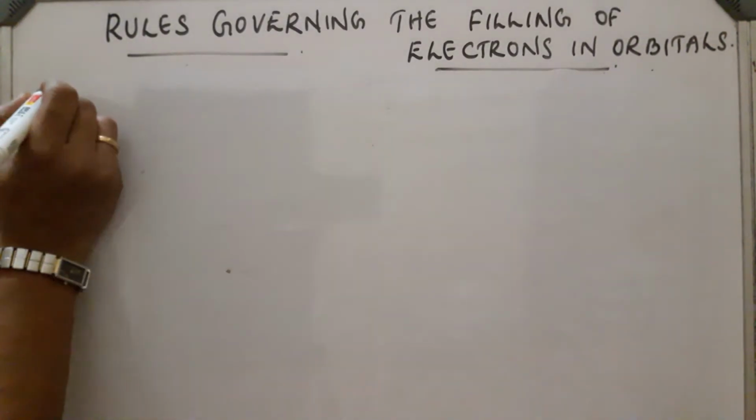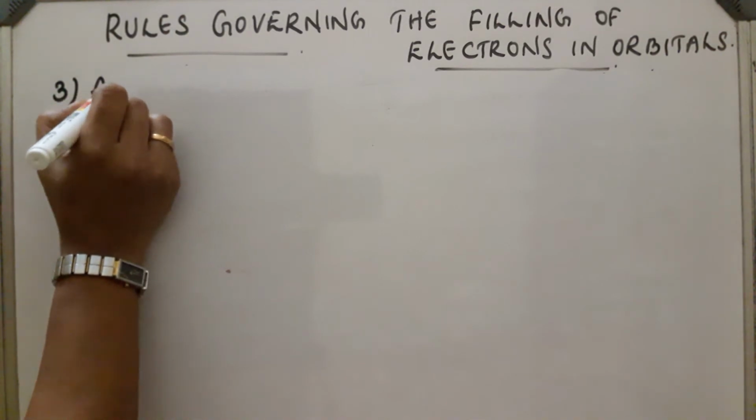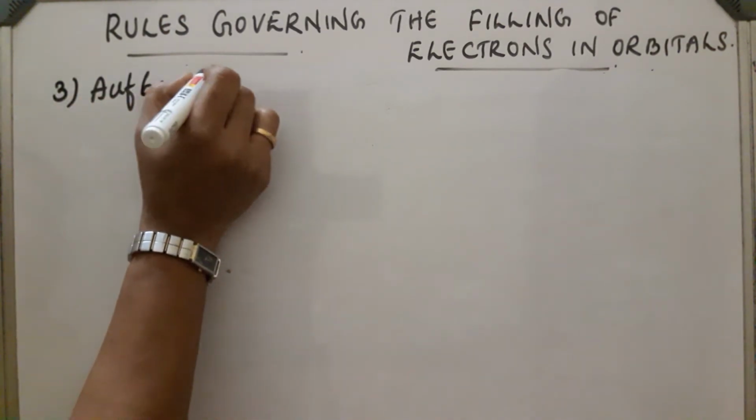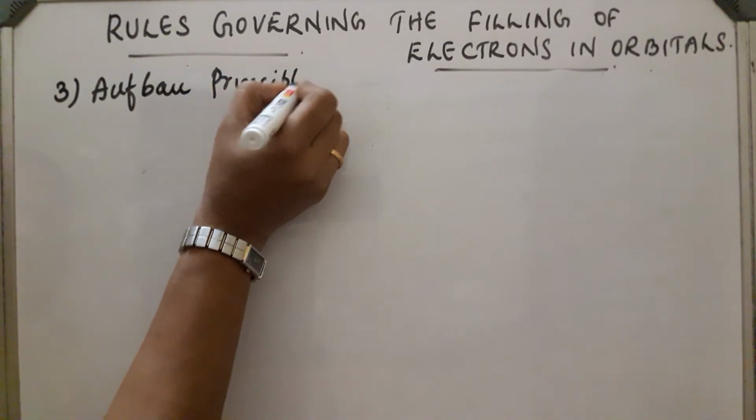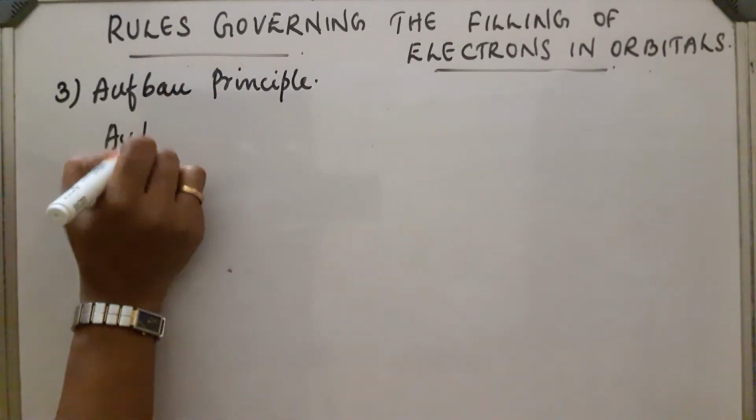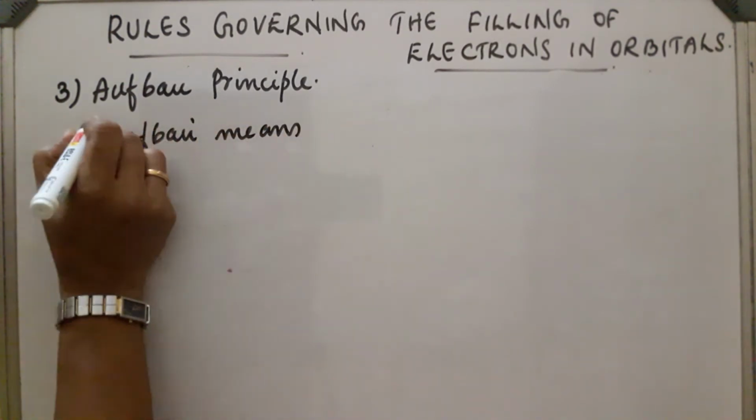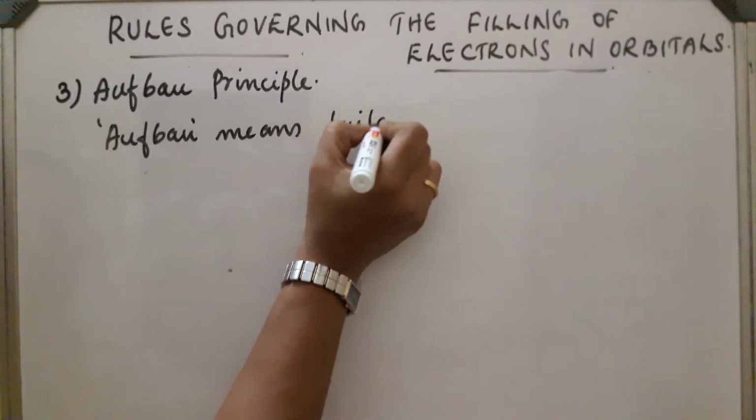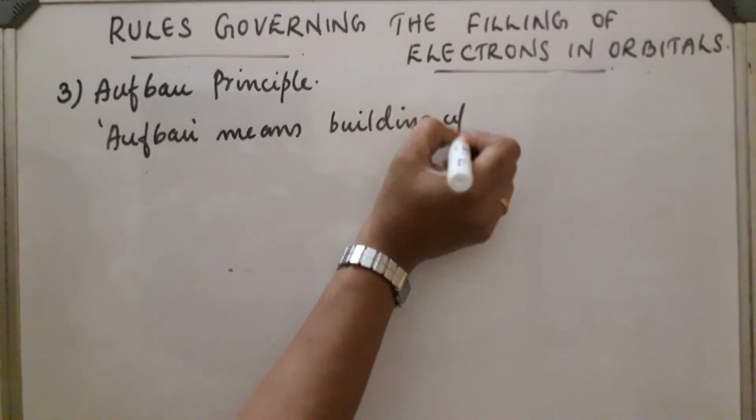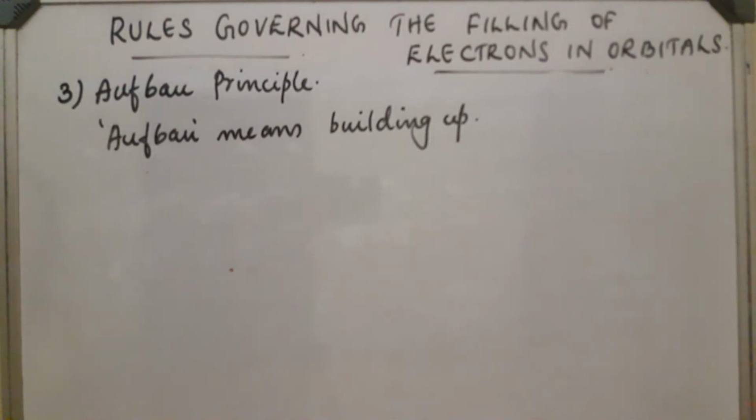Third rule, Aufbau principle. Aufbau means building up. So this law states that in the ground state of an atom, an electron will occupy the orbital of lowest energy, and other orbitals are occupied by electrons in the order of increasing energy.